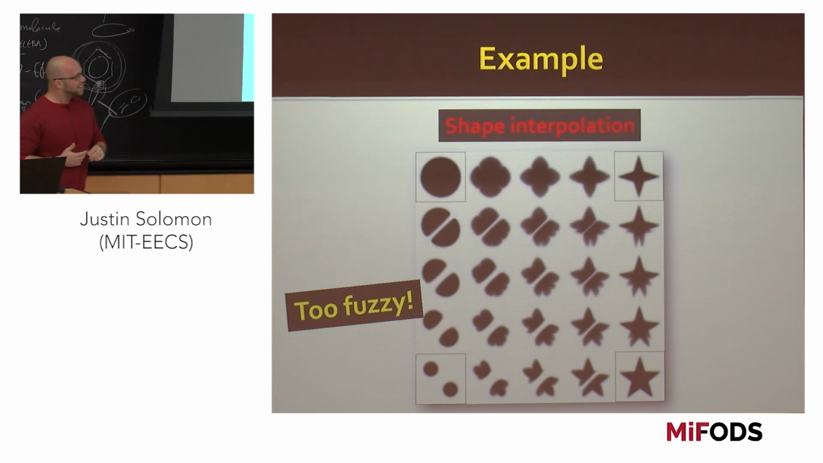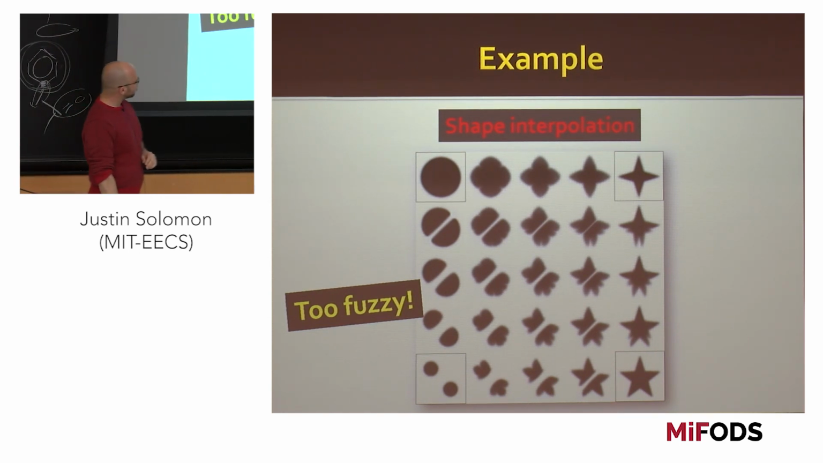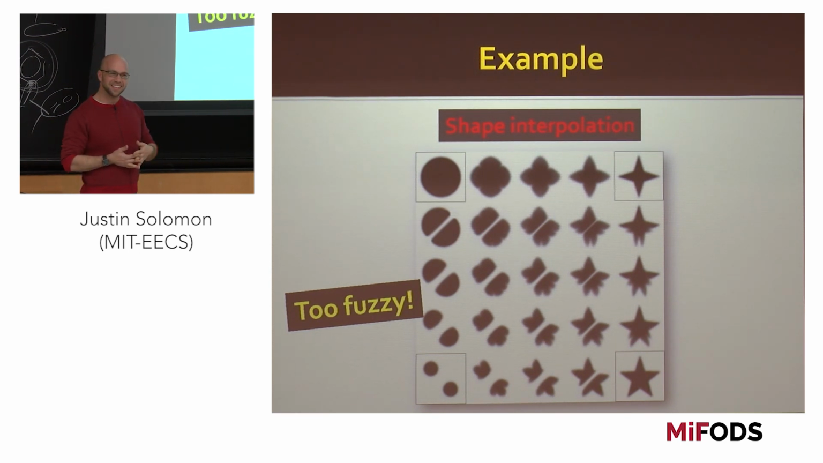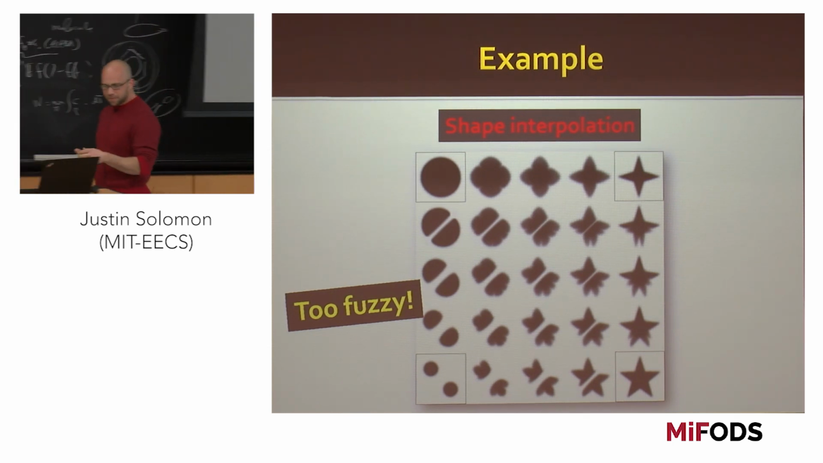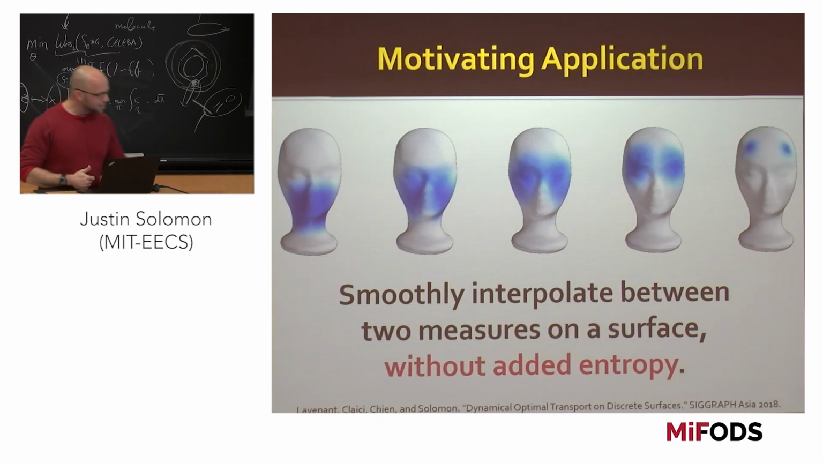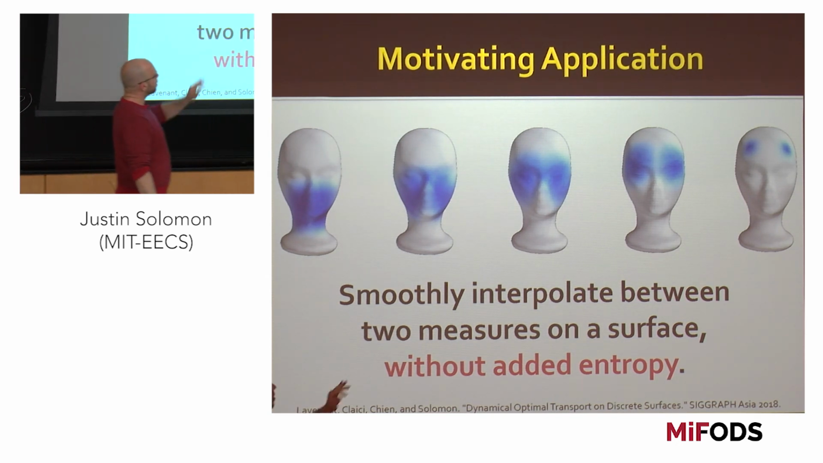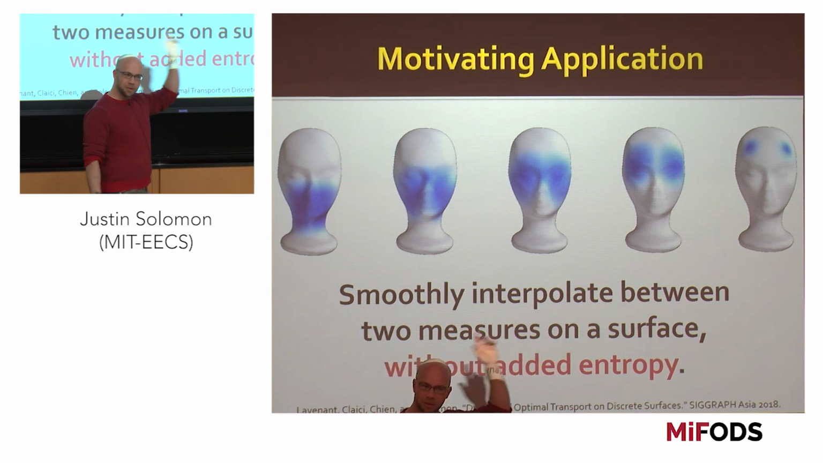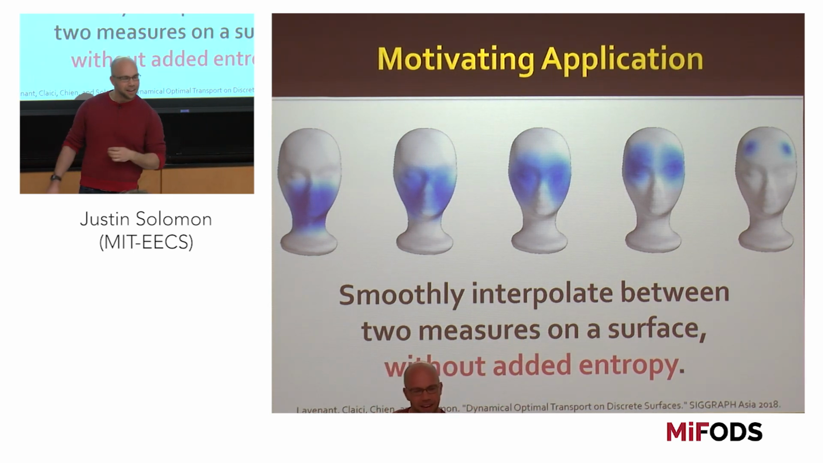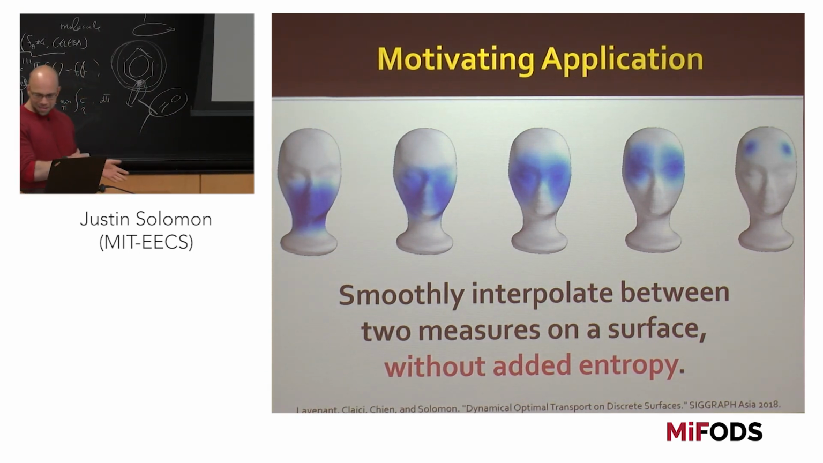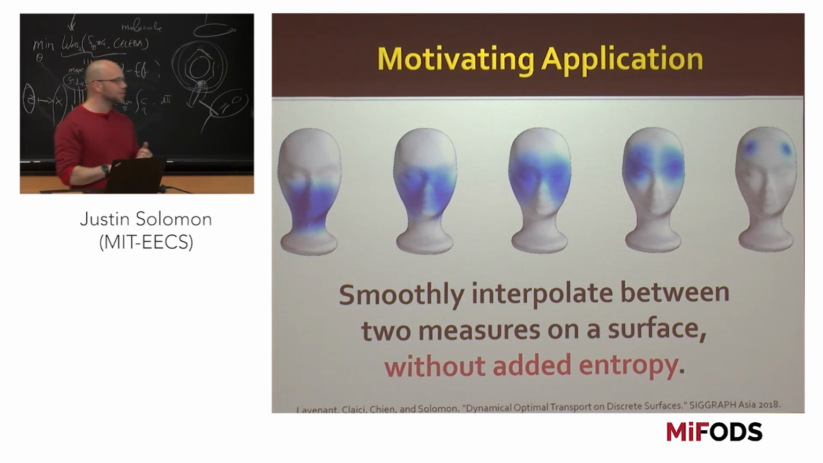OK. But in any event, I think what's clear is when you add a term that promotes entropy in your transport problem, what you get out is something fuzzy. And that makes perfect sense, because entropy is a measure of fuzziness. And so for graphics applications, one of the questions that we set out to solve was how could we smoothly interpolate between measures on a surface where the interpolated objects don't have added entropy relative to the input data. And doing so is kind of fun from a numerical perspective, because it brings you into a totally different version of the optimal transport universe.